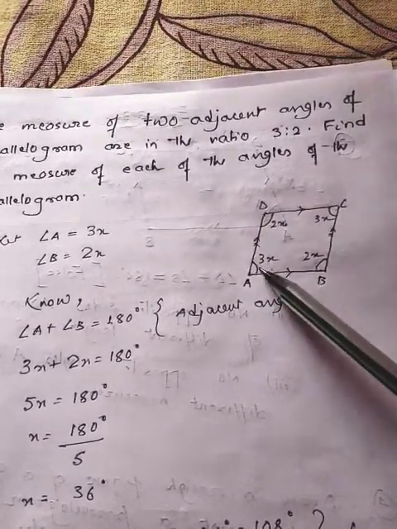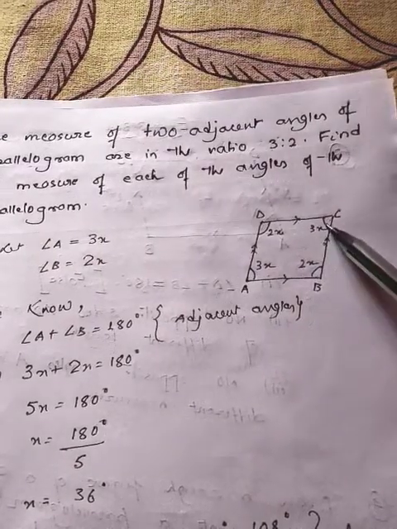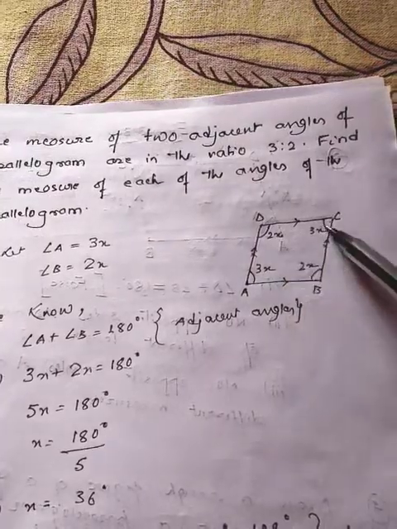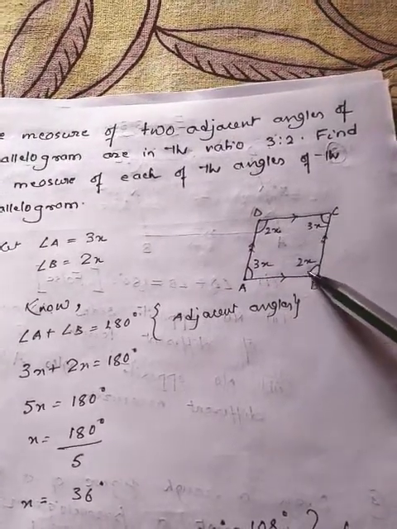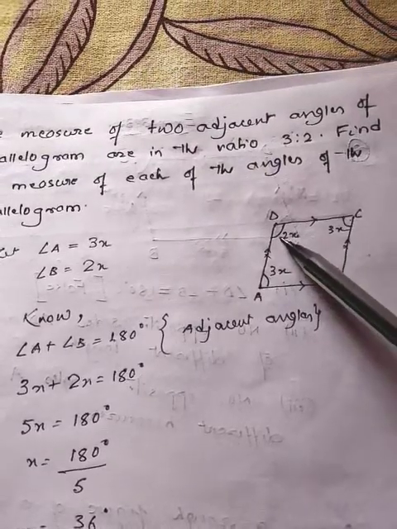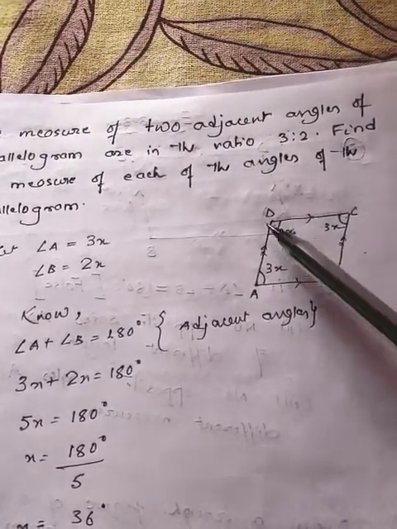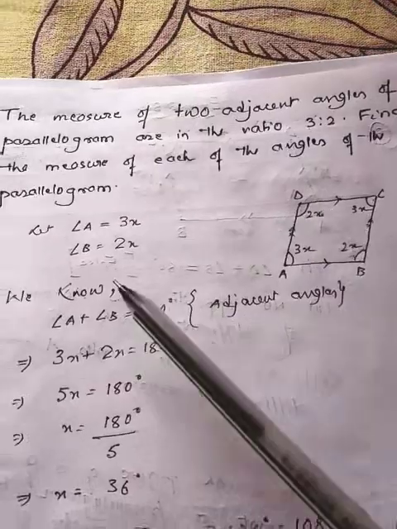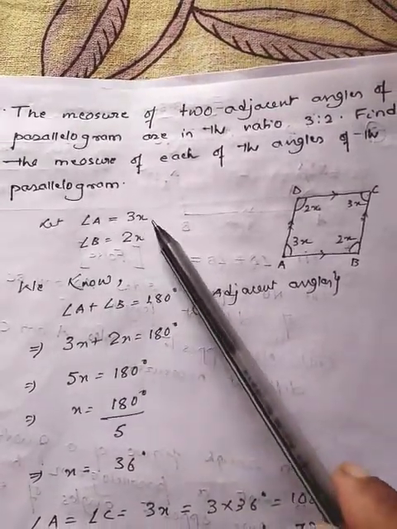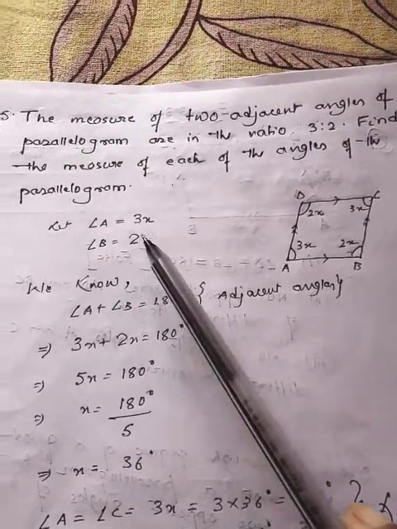So if I have taken angle A as 3x, then obviously angle C would be 3x, because in a parallelogram the opposite sides are equal. Similarly, when angle B is 2x, then obviously angle D would also be 2x, isn't it? Because again opposite angles are equal. So what is the first thing that I have done? Let angle A equal 3x and angle B equal 2x.